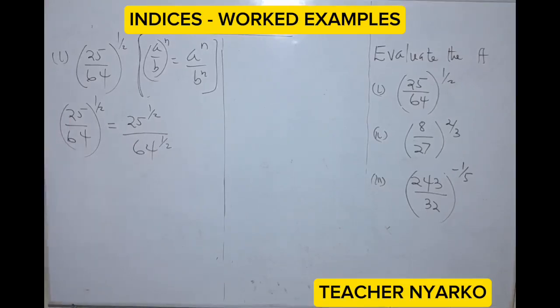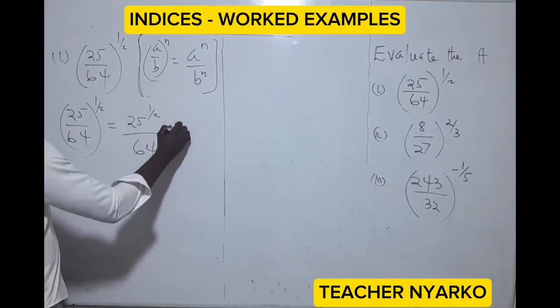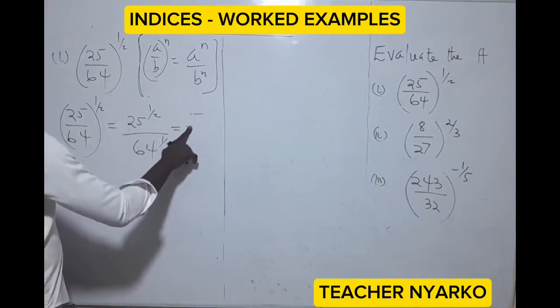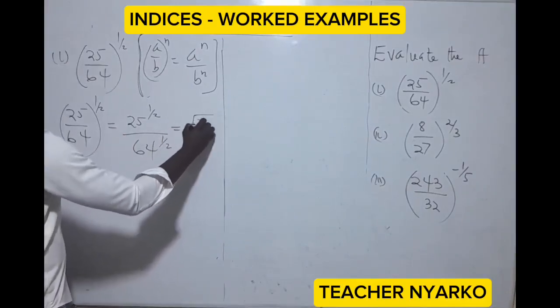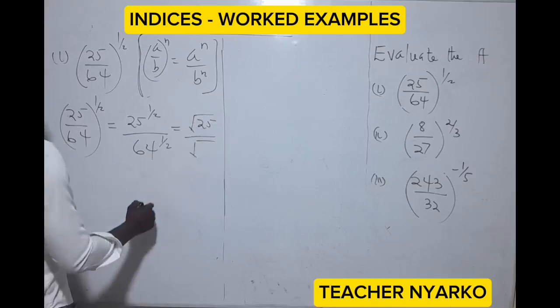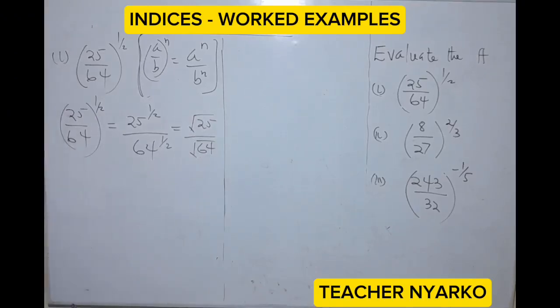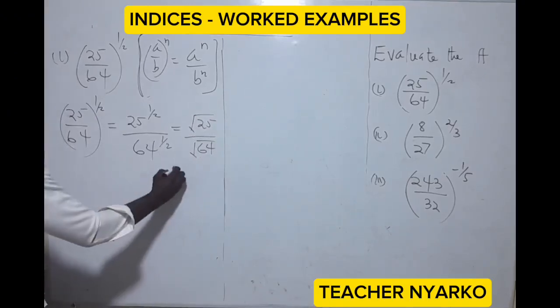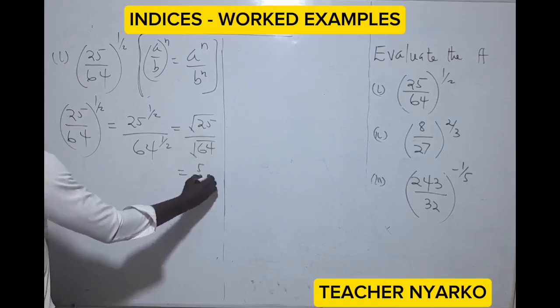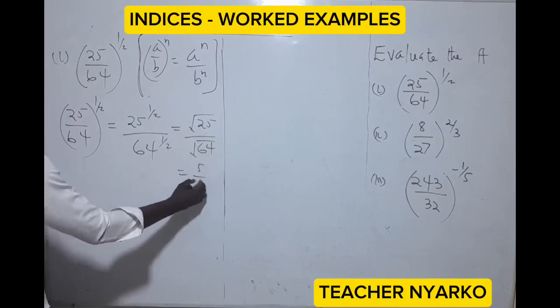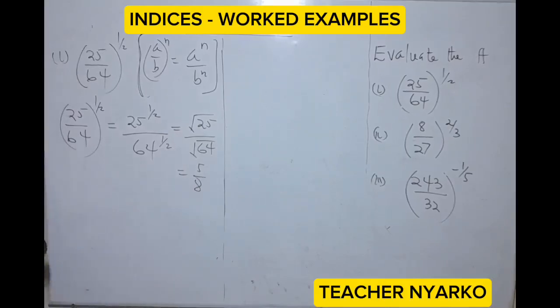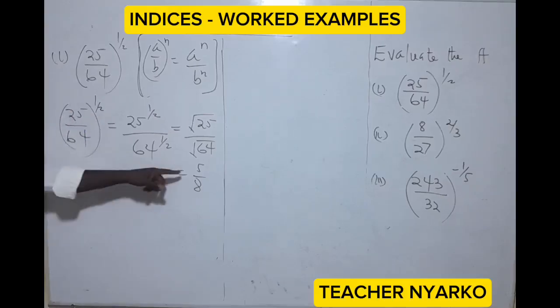Now, when you get here, you see any number raised to the power half is the square root of that number. So in simple terms, you can say that this is the square root of 25 over the square root of 64. I hope you understand that. And so you realize that the square root of 25 is 5, and the square root of 64 is 8. Now, it means that 25 over 64, all exponent half, is the same as 5 over 8.